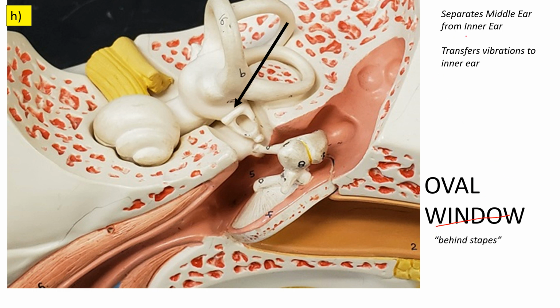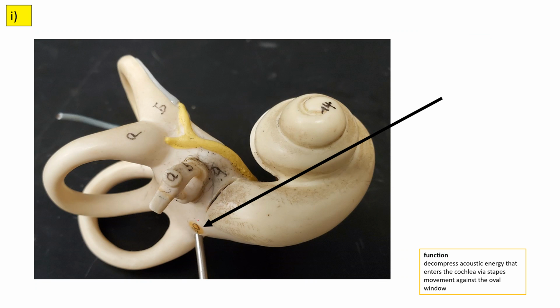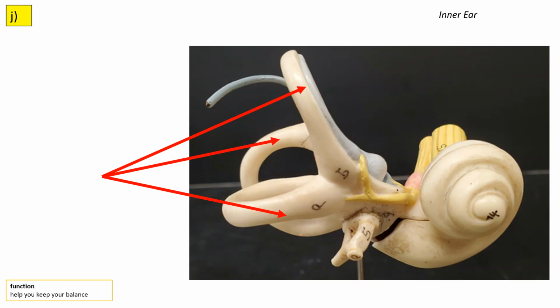Its job is, again, to separate the middle ear from the inner ear, and it transfers the vibrations of the stapes through the oval window into this structure here. So right here on the underside of the model, you can see that little hole right there. That is called the round window. And it's going to help with pressure and equalizing energy and things like that.